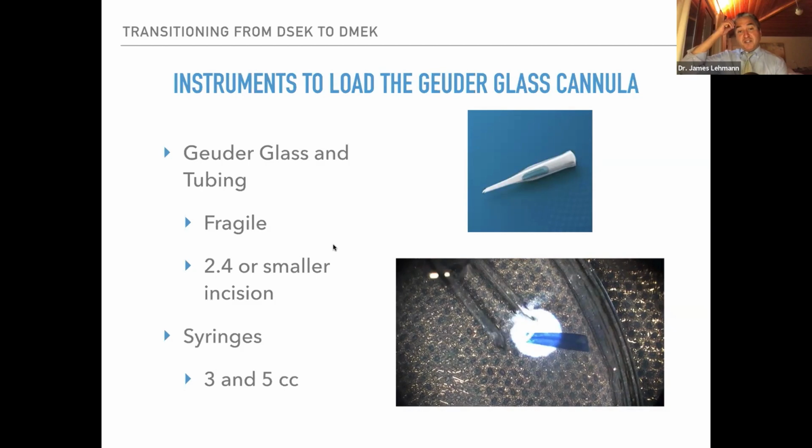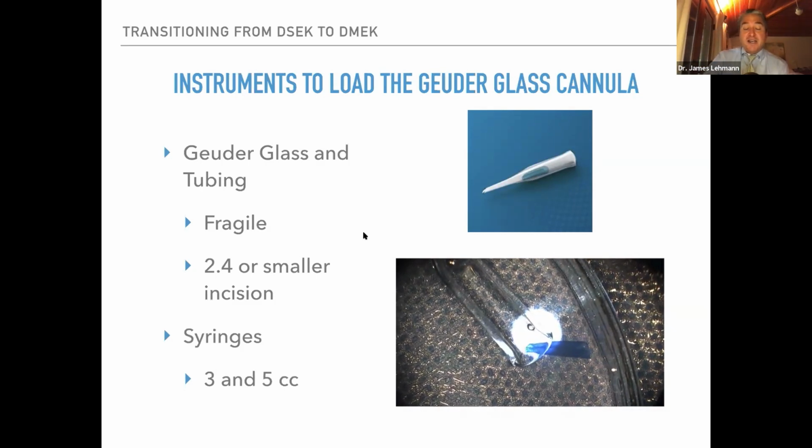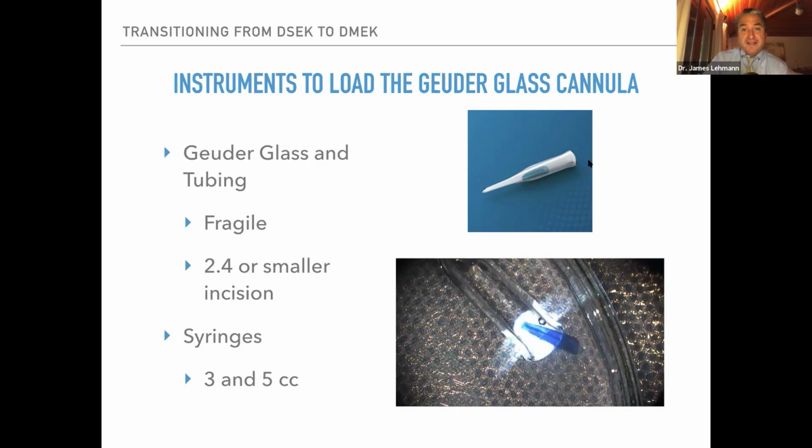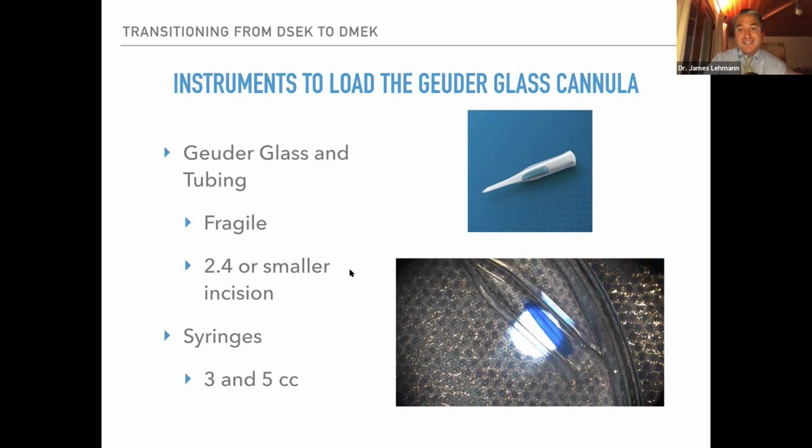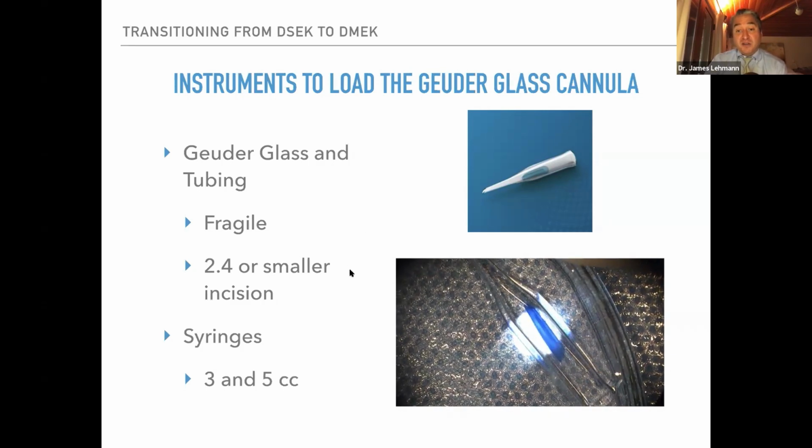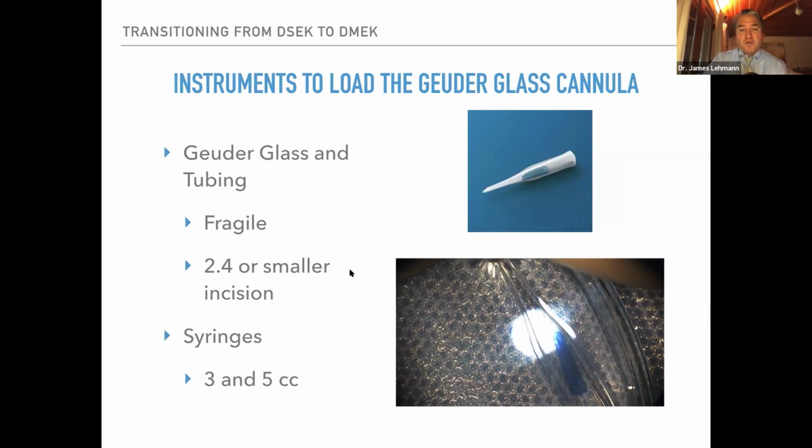The benefit of this is you can use a 2.4 or smaller incision, and you use 2 syringes as well as the tubing that comes with the glass. So in the United States, this is single use, and now it comes with the graft already in it. But otherwise, it would be an additional cost at the time of surgery.